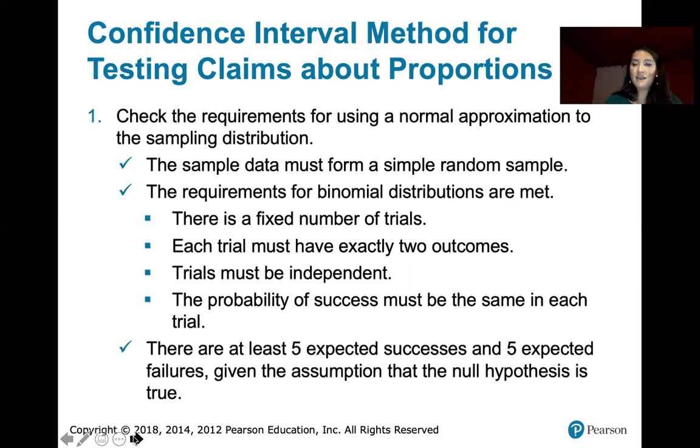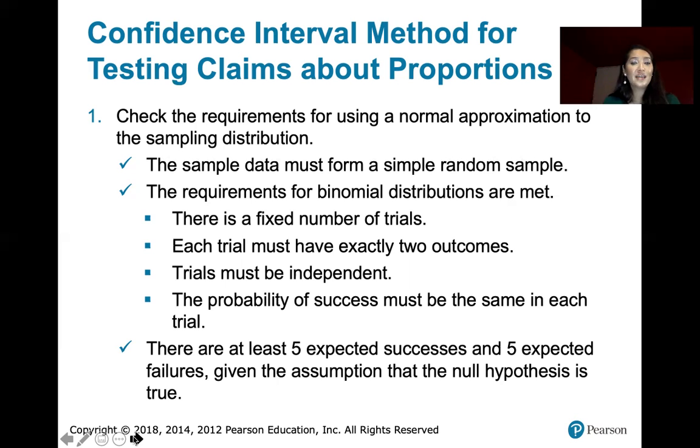To say that we have at least 5 expected failures is to say that the number of trials n times the probability of failure in one trial, given the assumption that the null hypothesis is true, which is q, where q is 1 minus p, the complement of that probability of success. If you take those, the n and the q, and you multiply them together, and you get a number that's greater than or equal to 5, what that means is that we have at least 5 expected failures.